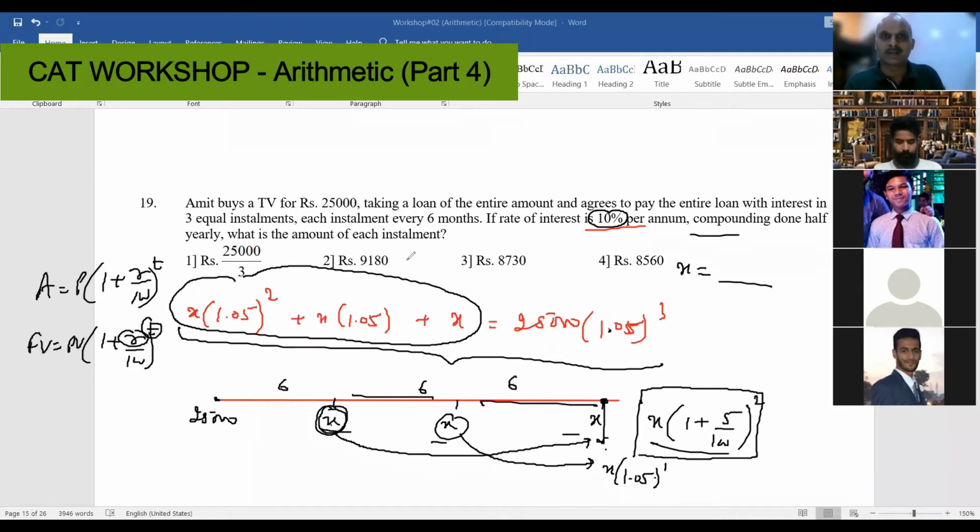I don't know what the correct answer of this is, but you have to calculate the value of this. Sir, how do we do such questions when instead of compound interest, we are given simple interest? Okay.